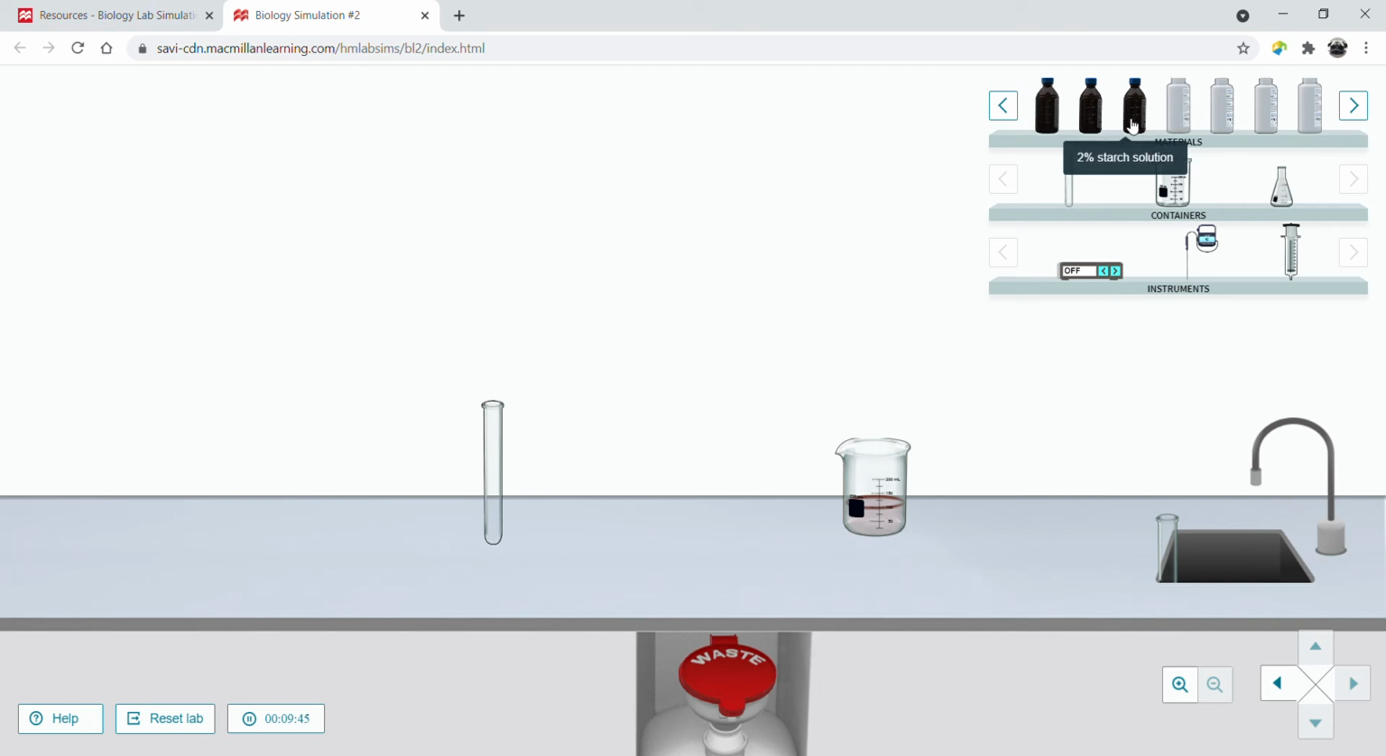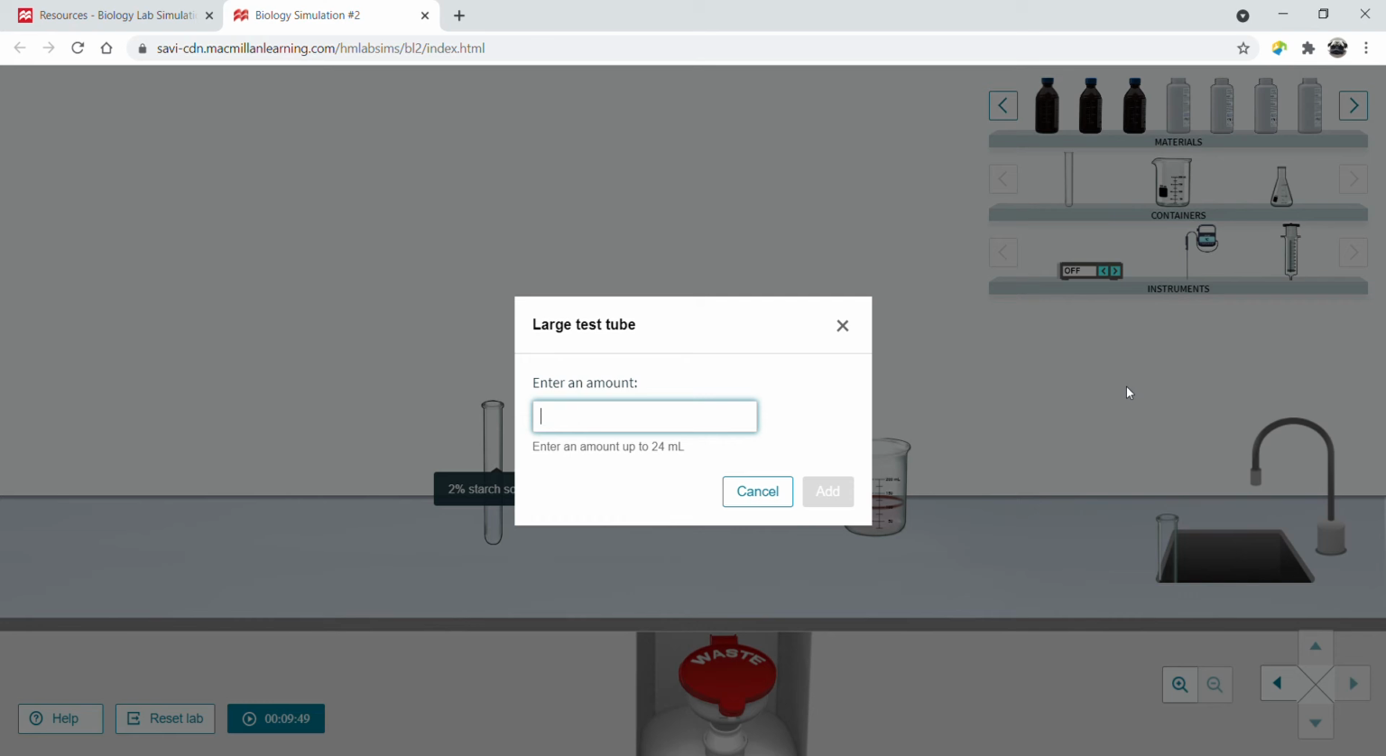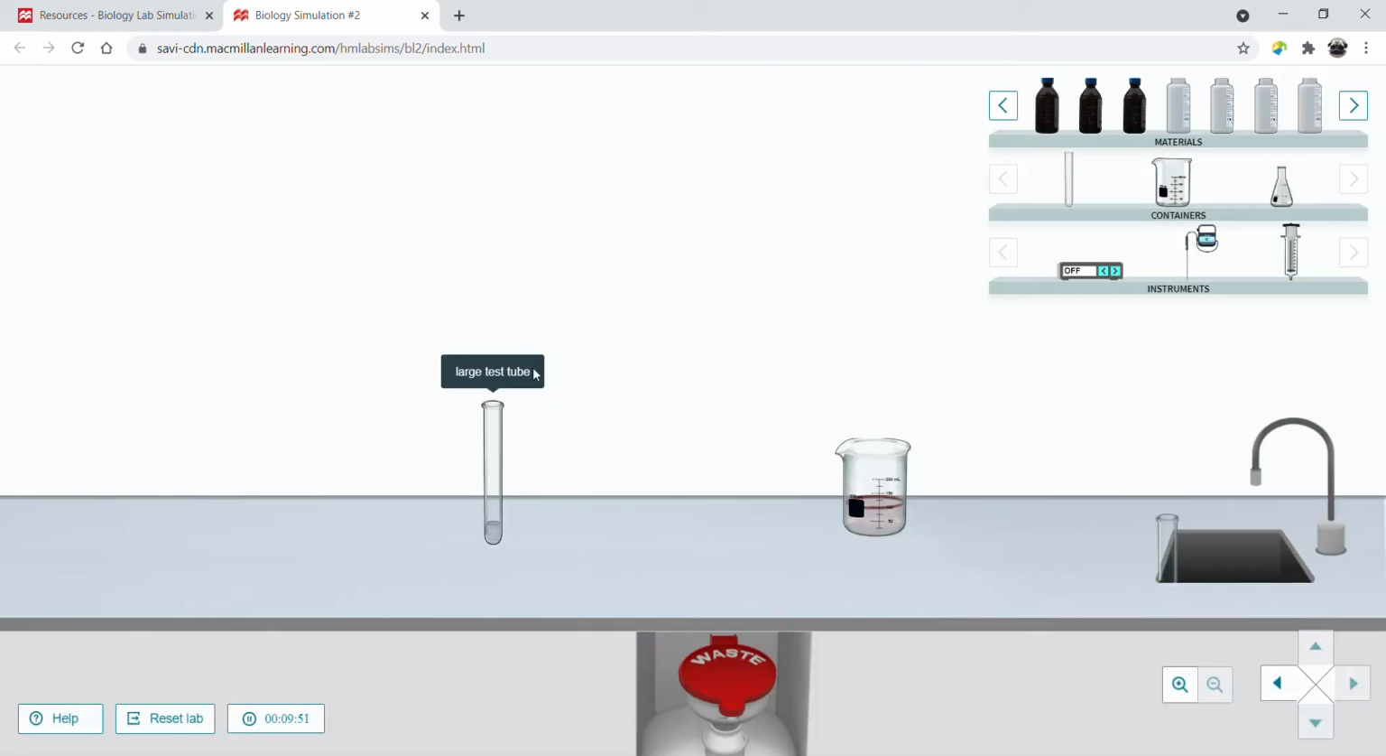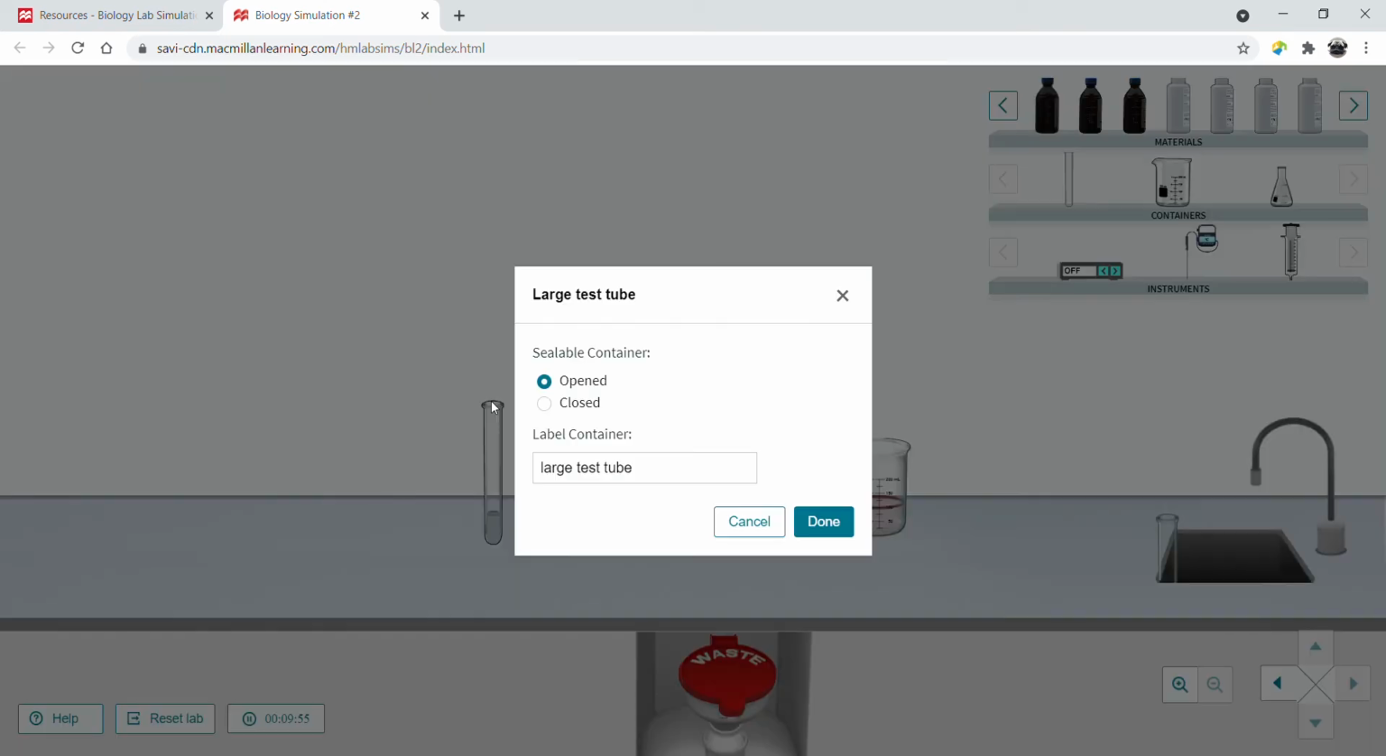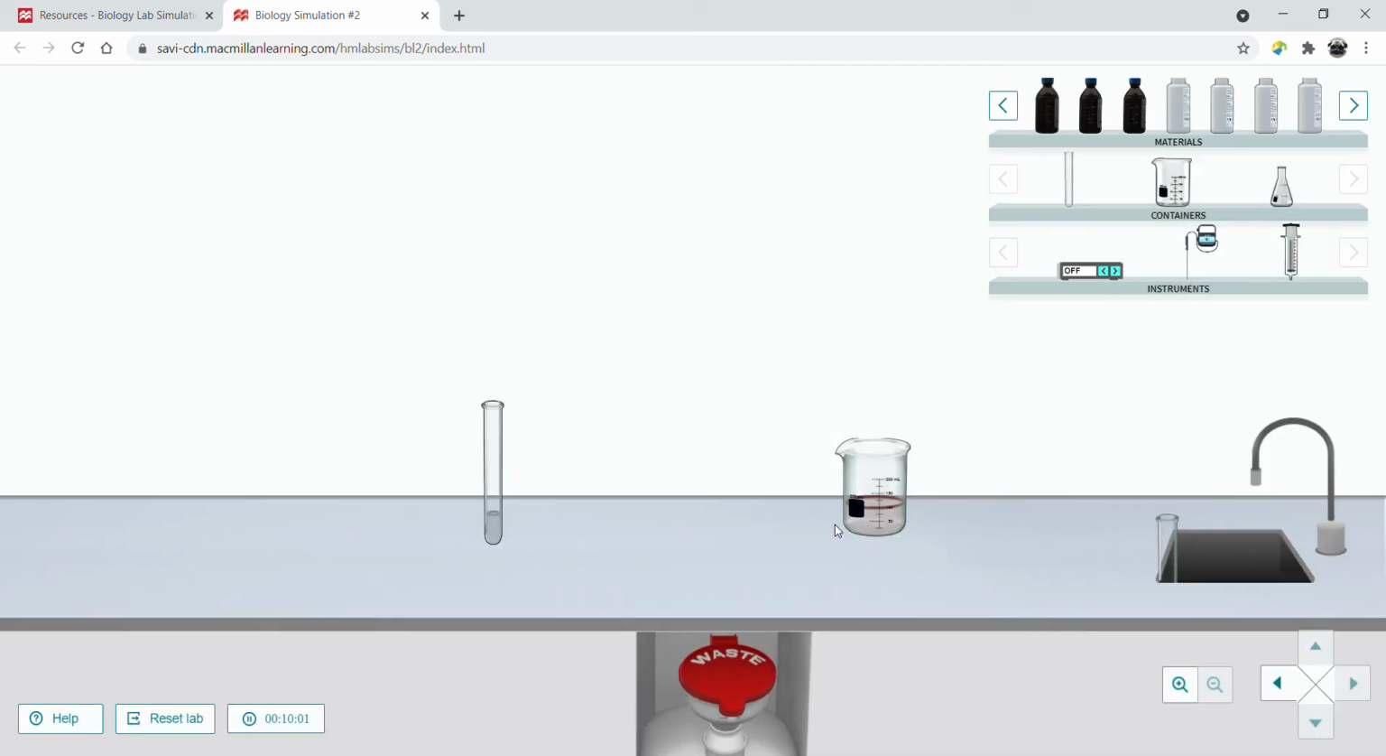Starch. Okay, we're going to add 6 mLs of starch. I'm going to record your observations in table 2. This is your positive control. Now this test tube is going to be water.